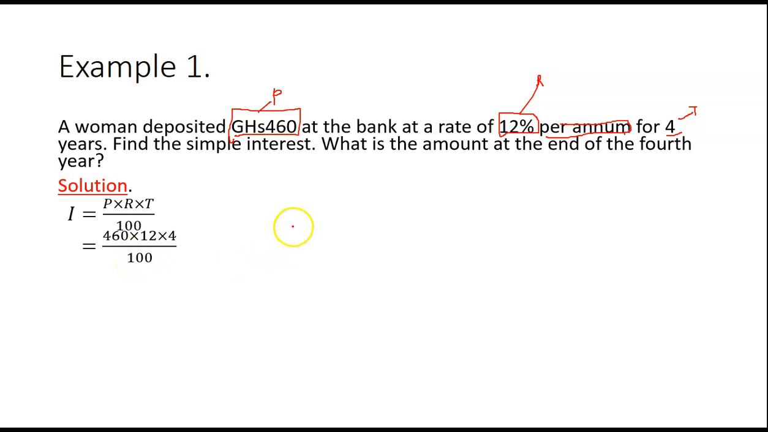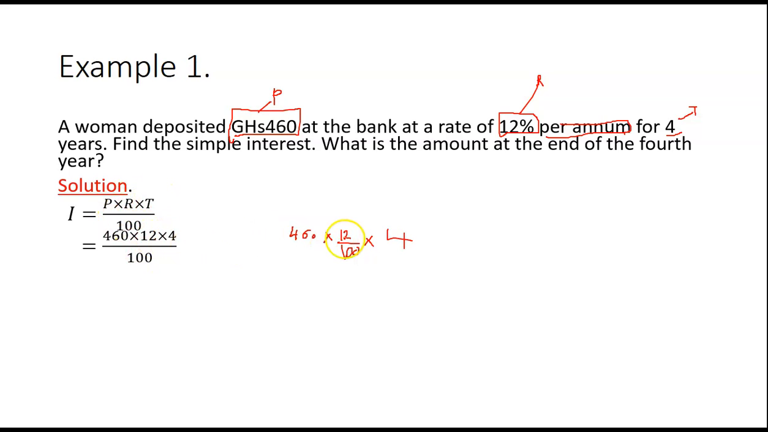So what we are doing is 460 times rate is 12%, and 12% means 12 over 100. So if I were you, I would have written mine like this. Times 4 time. Do you get it? This is how I would have done mine. But just to compress it or to make it simple, look simple, that's why we've been writing it like this.